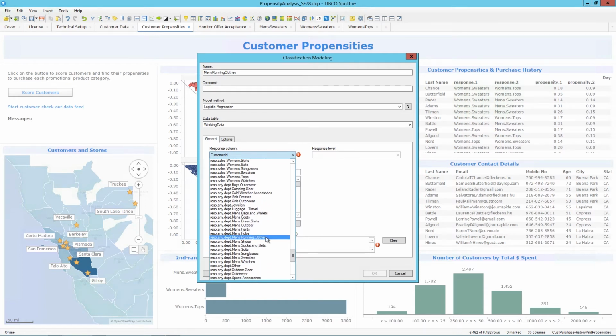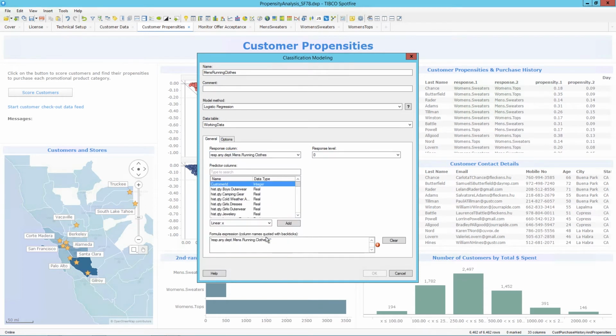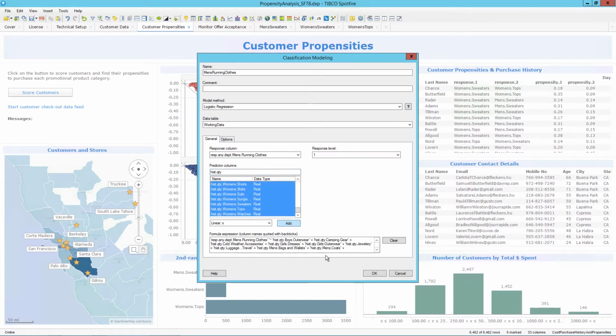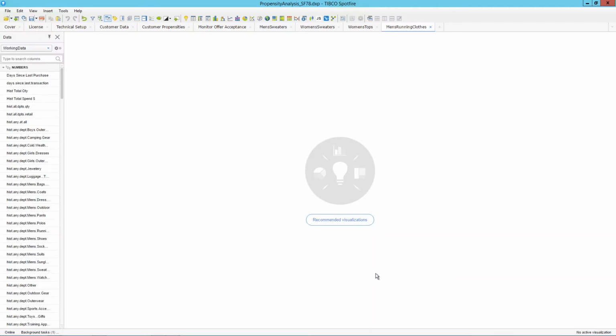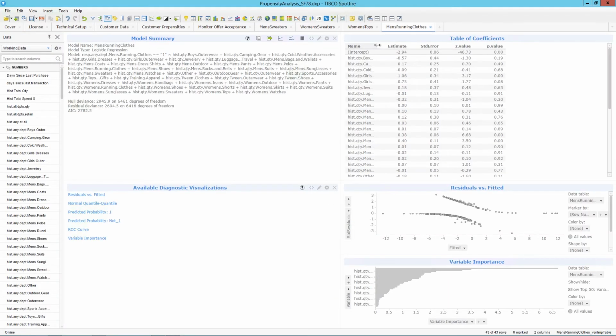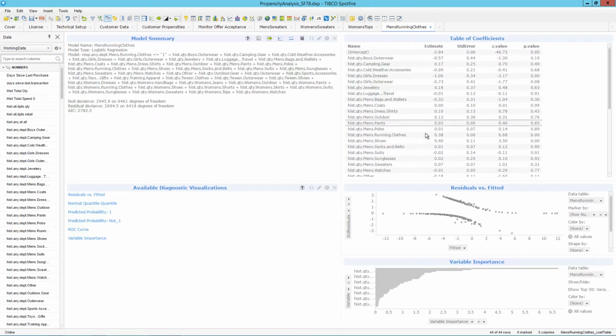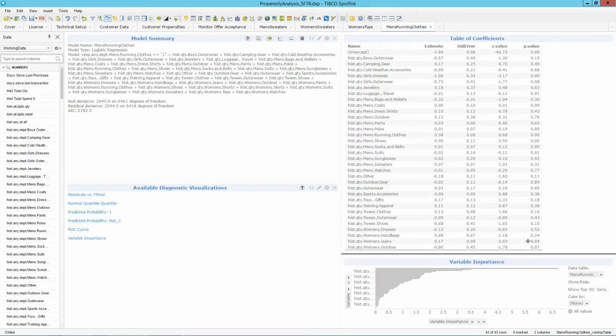We want to predict if a customer buys men's running clothes. One indicates that they've bought it before. We use the historical quantity purchased from all product categories as predictors of the model. Spotfire generates the model for us. It shows us the importance of each predictor in predicting the outcome.